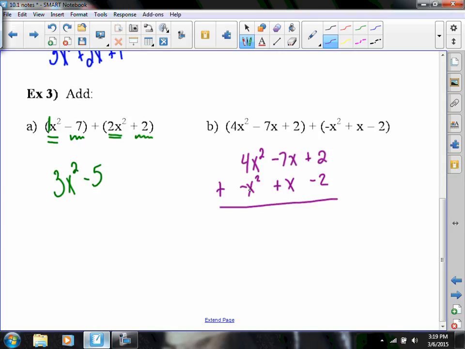Okay, so 4 minus 1 will be 3x squared. -7 plus 1 will be -6x. And then the 2 and the 2 cancel. Now you could put a +0 if you wanted to, or you could just write it 3x squared minus 6x.